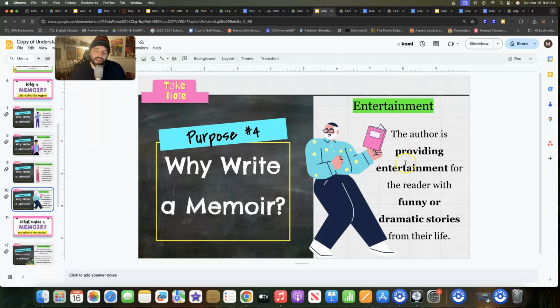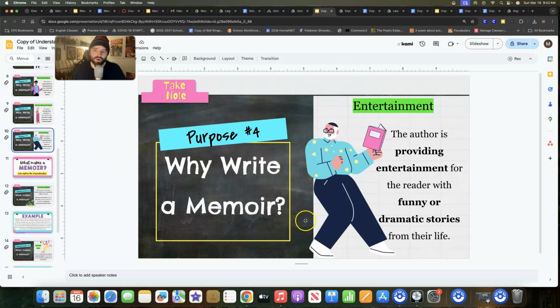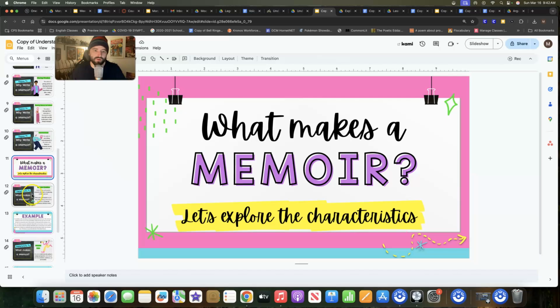And finally, it can be entertaining. I think memoirs can be more entertaining than autobiographies because autobiographies, again, are a lot longer, whereas the memoir is very short and to the point. So the author is providing entertainment for the reader with funny or dramatic stories from their life. I also think that memoirs are more interesting a lot of times than biographies, just because the person writing them adds that humor, adds that drama that they had in living their life.